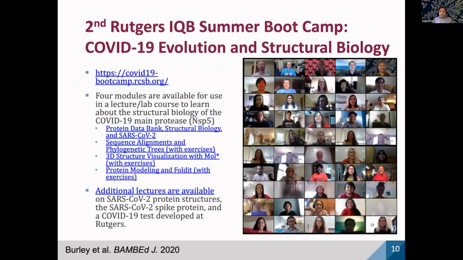So we started by looking at a protein that Stephen is going to tell you in detail about, which is NSP5, and analyzed all the sequences that were available and the structures that were available with a team of various participants in an IQB summer boot camp. And all of that information is available. So if you're interested, you can go and do it for yourself.